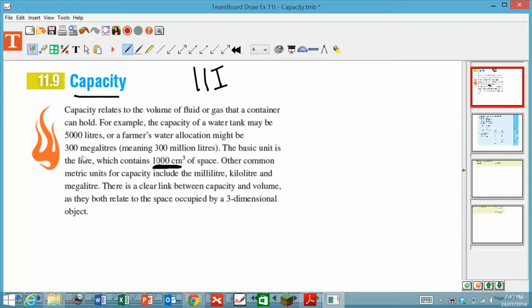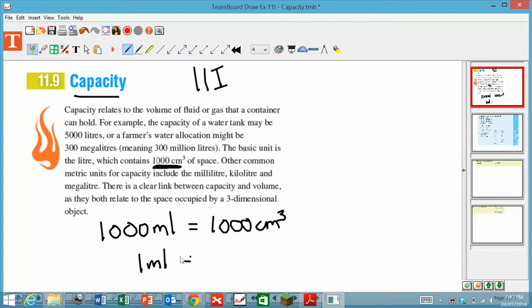Now, how many millilitres in a litre? Hopefully you say 1,000. If there's 1,000 millilitres in a litre, that also equals 1,000 cubic centimetres, so 1 mil equals 1 cubic centimetre. Other metric units for capacity include millilitre, kilolitre, and megalitre. There's a clear link between capacity and volume, as they both relate to space occupied by a three-dimensional object.